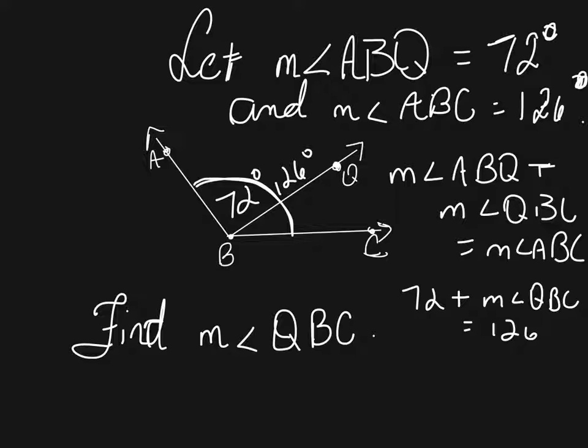And so we can do the math. 126 minus 72 is the measure that I'm looking for. So that would be 4 and 12, that would be 54 degrees. So that's the measure of angle QBC is 54 degrees.